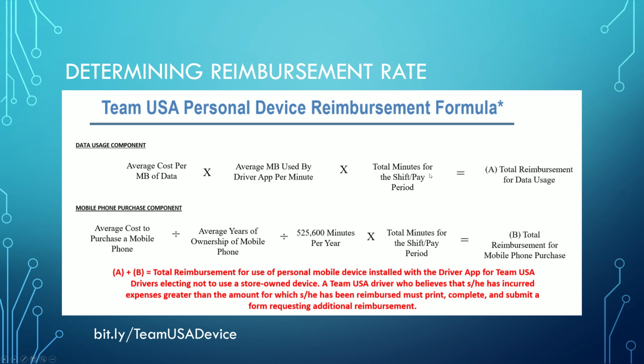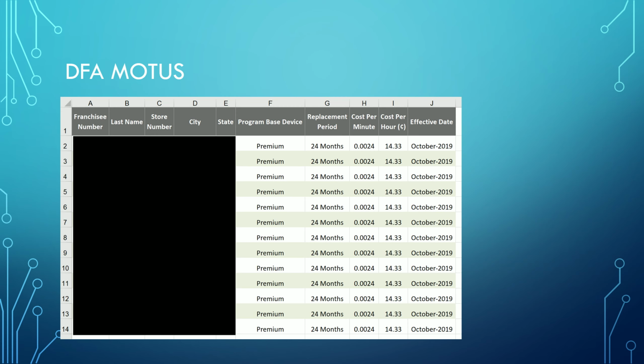I will provide a link to this document that I'm referencing here in the description below. You can also see it here at the bottom of the screen. So you're more than welcome to take a look at that document, perform the calculations on your own to come up with the numbers that we're going to need in a second. Or the DFA has also recently rolled out with Modus, basically doing all those calculations for you.